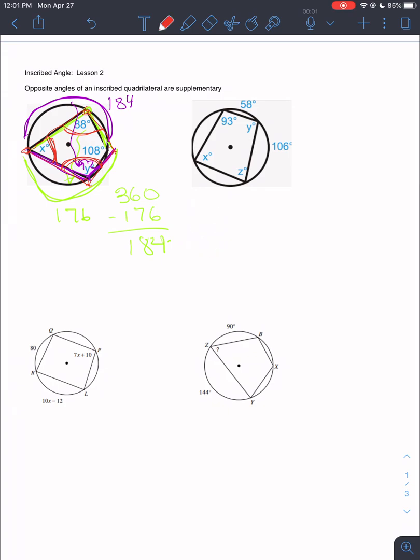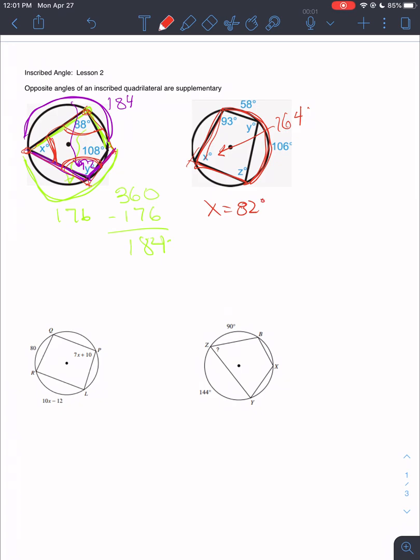So to find x, we know that it's half of the arc. We don't have x or y, so we're just going to start with this. We're going to add the 58 and the 106. 58 plus 106 looks like that's 164. Big to little, we're going to cut that 164 in half, and so we know that x equals 82.